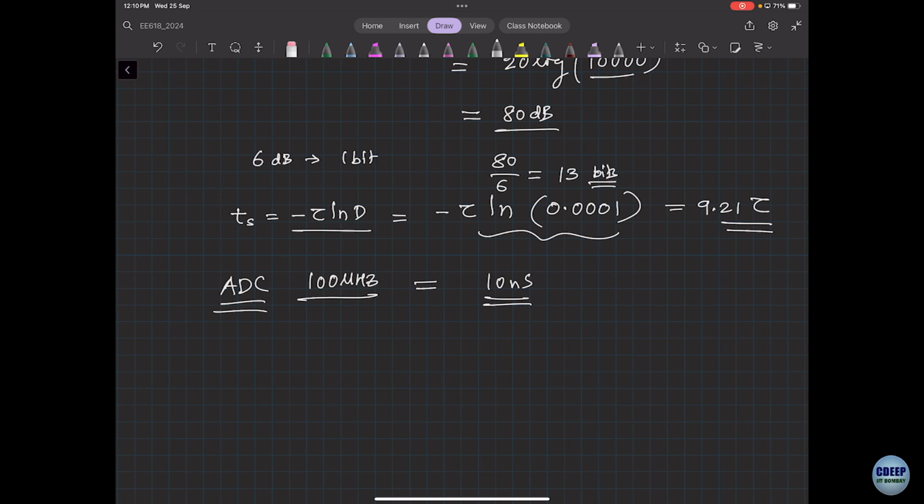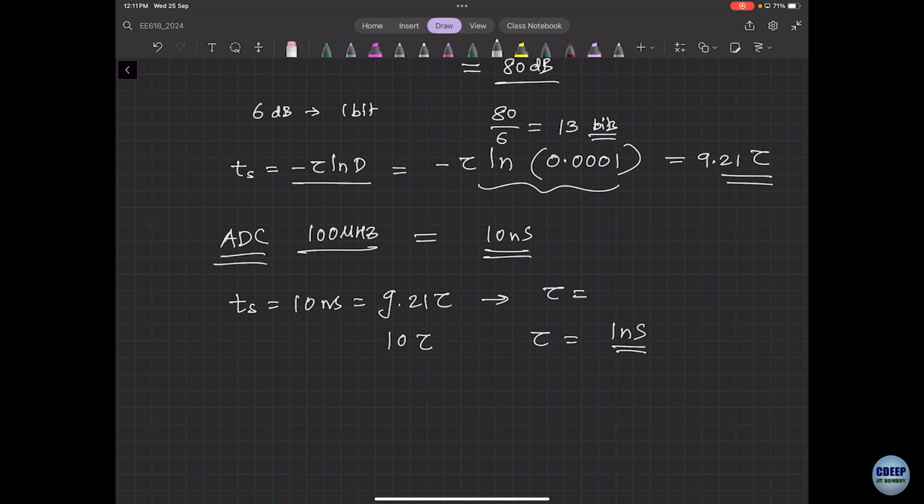Let's say the whole 10 nanoseconds is taken to settle to the final value. Of course, you have to split it into different parts, but right now, let's keep it simple. So our settling time requirement is 10 nanoseconds, which is equal to 9.21 tau. Let's say 10 tau. Then tau will be 1 nanosecond. Agreed? So if it's 1 nanosecond, what is my unity gain frequency? We are deriving the specs now. So the unity gain frequency of our op-amp needs to be 1 over 2 pi tau. Can somebody tell me what this number is? 2 pi times 1 nanosecond.